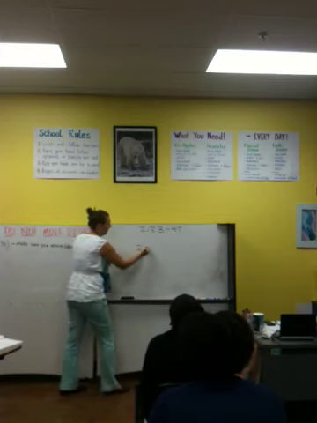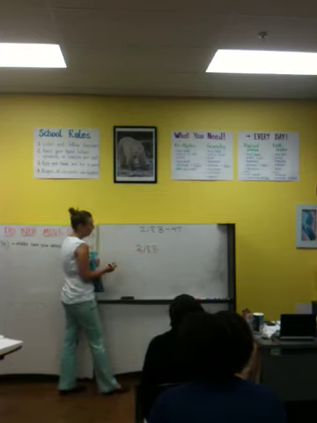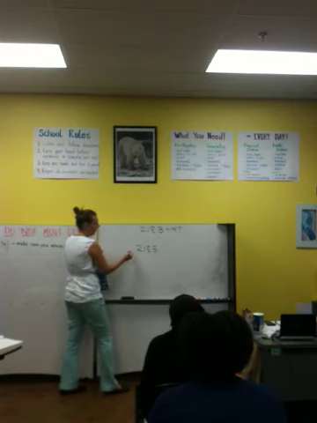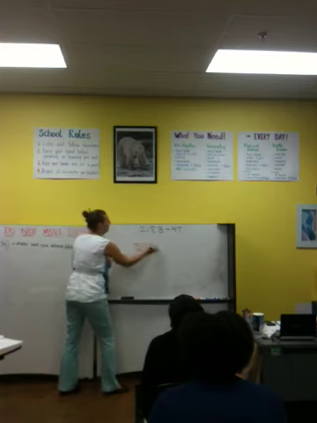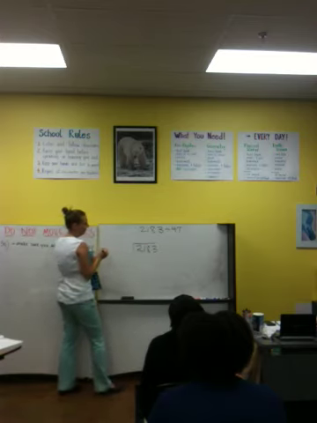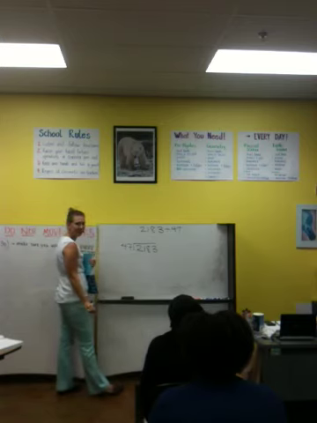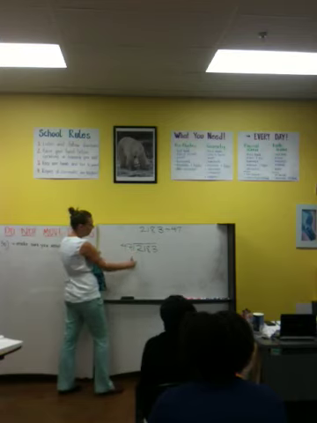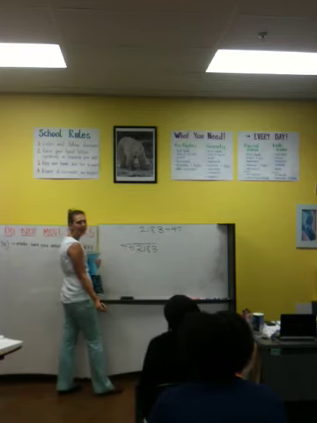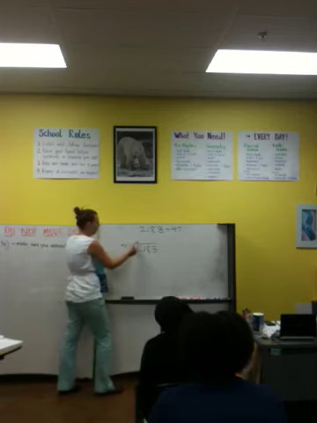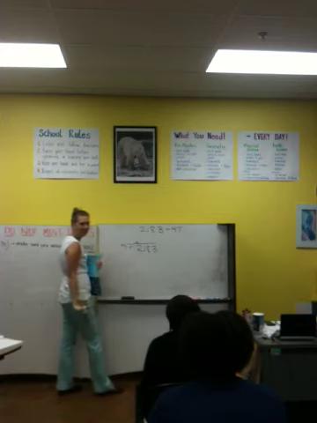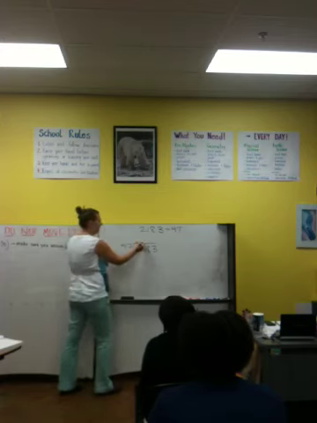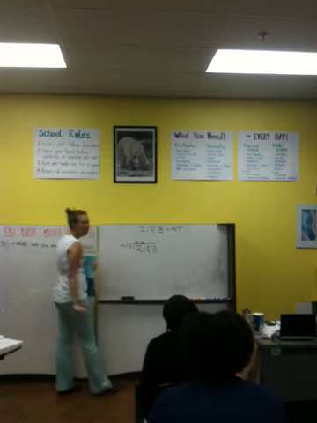2183. Put it right there. Okay? Start simple. How many 47s go in 2? None. Good. How many 47s go in 21? None. How many 47s go in 218?